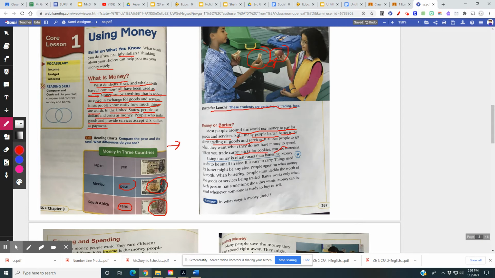Using money is often easier than bartering. Money tends to be small in size. It is easy to carry. Things used for barter might be any size. People agree on what money is worth. When bartering, people must decide the worth of the goods or services being traded. Barter works only when each person has something the other wants. Money can be used whenever someone is ready to buy or sell.